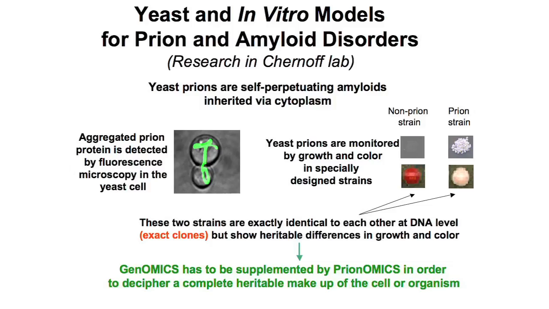Yeast is a unicellular eukaryotic organism, and you can see prions. Here there are 2 cells because it's dividing, and you can see prions in yeast by forming those fibrillar structures by fluorescence microscopy. And you can also detect them, which is very useful, phenotypically by growth. No growth, growth, this is a prion. Red color, white color, this is a prion with white color. This is how easily you can detect prions in yeast.